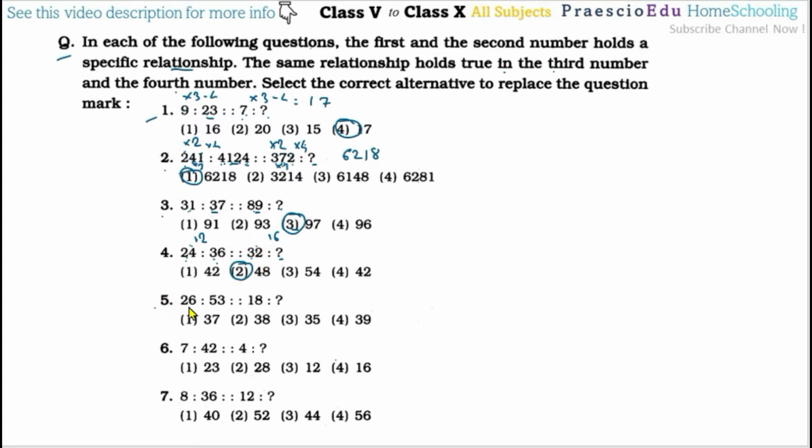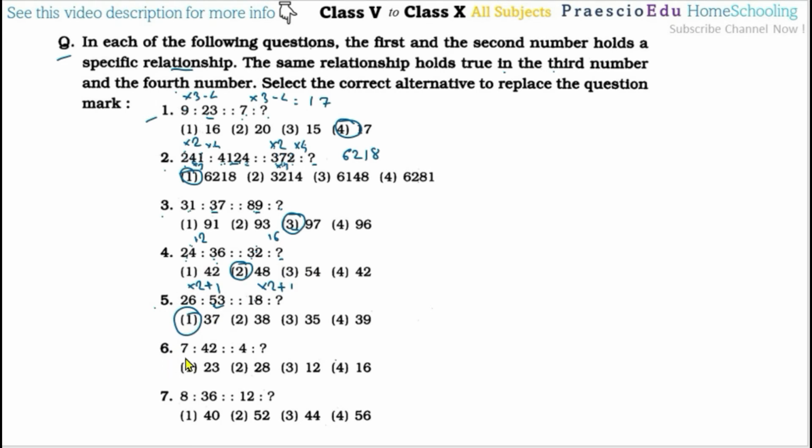Then question number 5, 26, 53, 18. So if you have to multiply by 2 with the 26, means 26 multiplied by 2 is a 52. 52 plus 1 is a 53. Likewise 18 multiplied by 2 is a 36. 36 plus 1 also we have to do here. So that is a 37, means option number 1 is the correct one.